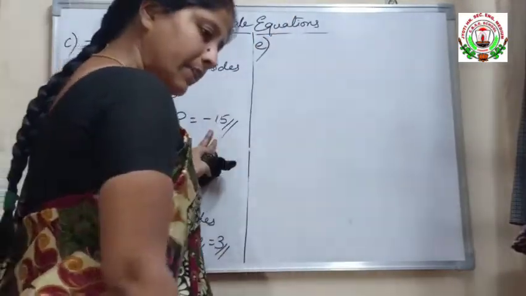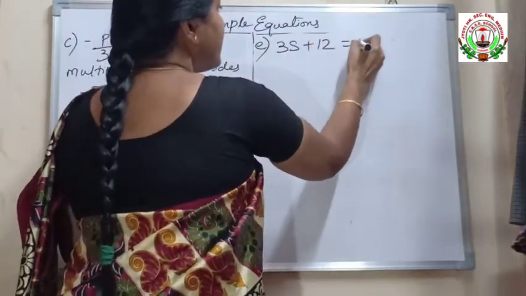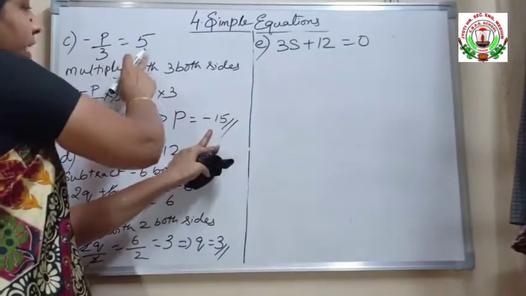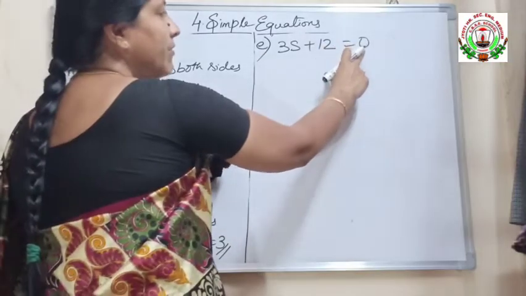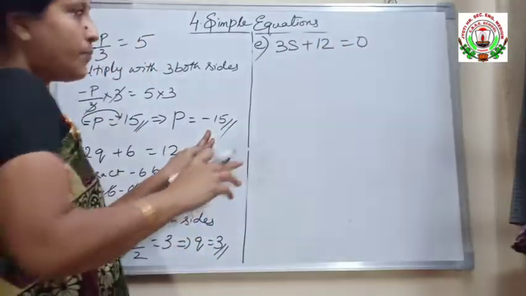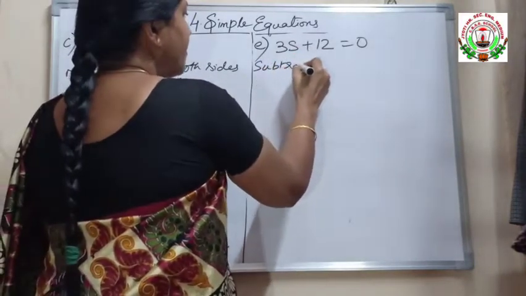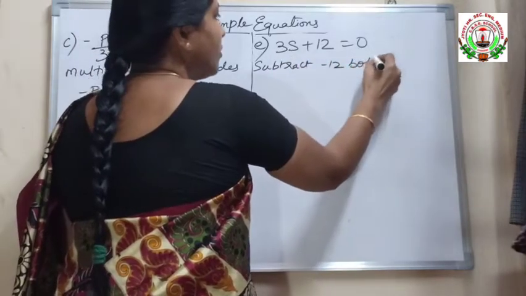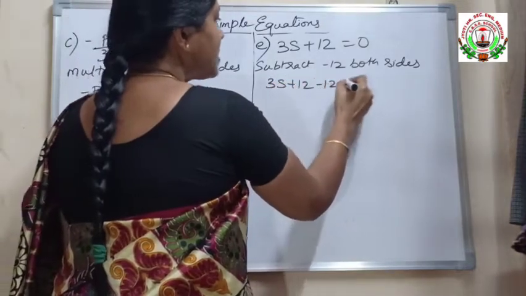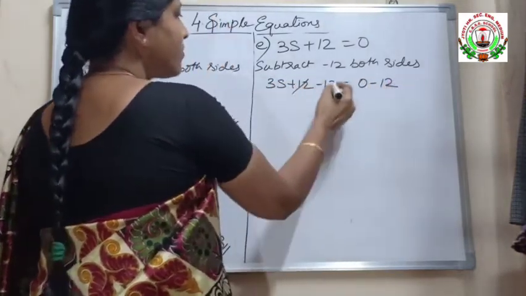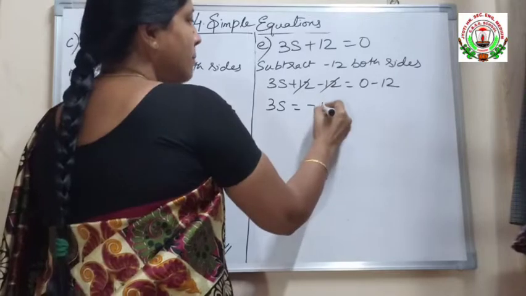E part, they have given 3s plus 12 is equal to 0. Till now we have got a constant number on the right hand side. Now we are having a 0 here. There is no difference. Same way we have to do. Addition is given, we have to subtract. So subtract 12 both sides. So this will be 3s plus 12 minus 12 is equal to 0 minus 12. Plus 12 minus 12 got cancelled. 3s is equal to 0 minus 12, which is minus 12.